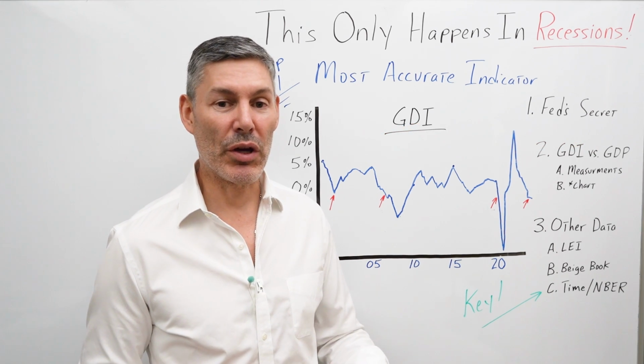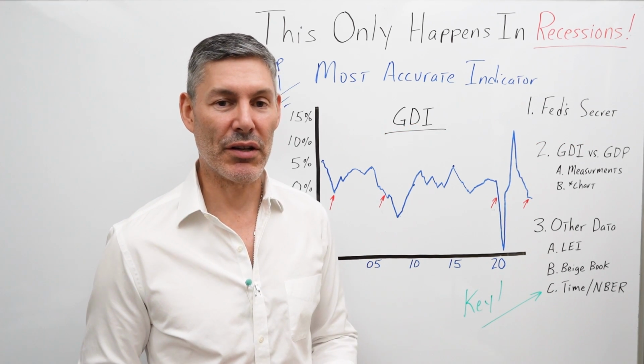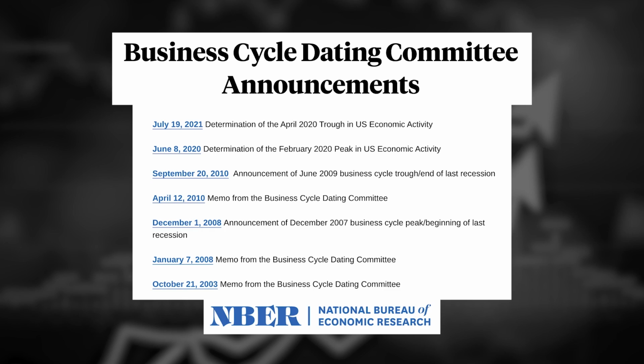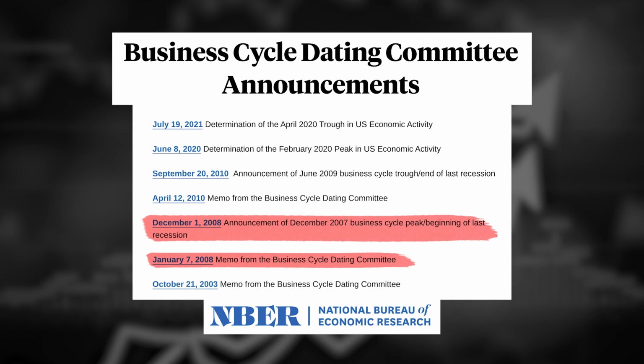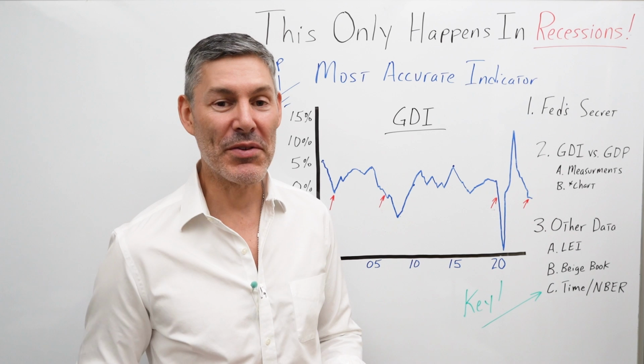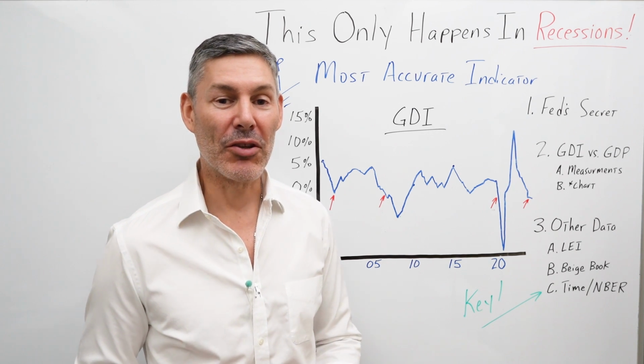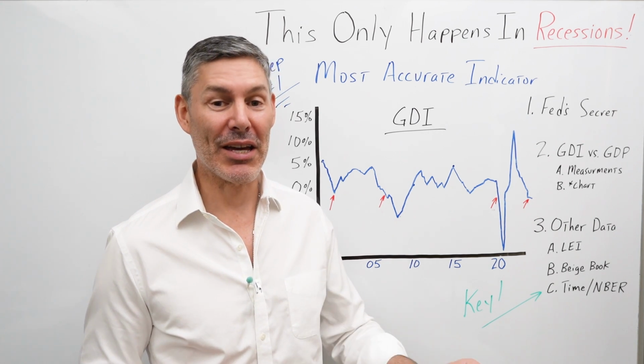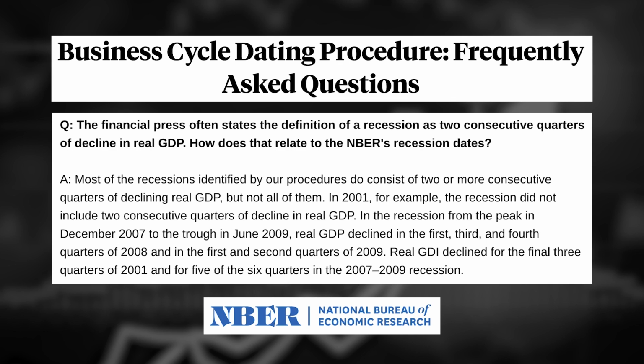They announced that we officially went into recession, and let's call it December of 2007 or January of 2008. But they didn't even make this announcement until December of 2008. And oh, by the way, if you go to their website, I'd like to point out that the two measurements that they give that are the most accurate to determine when a recession started is GDP and, you guessed it, GDI.